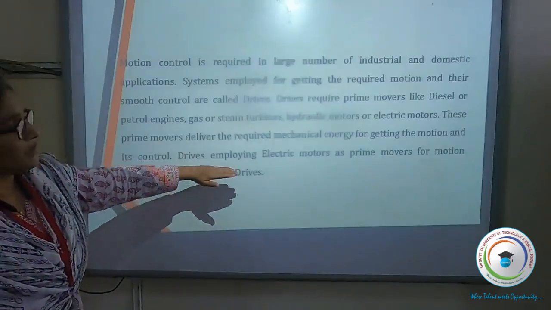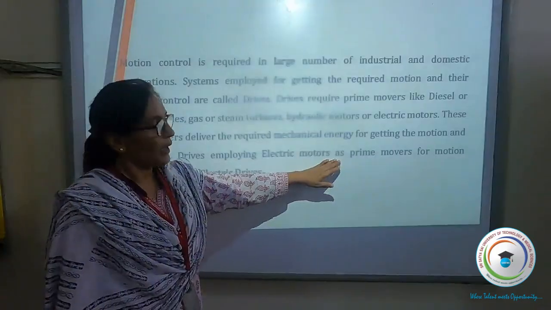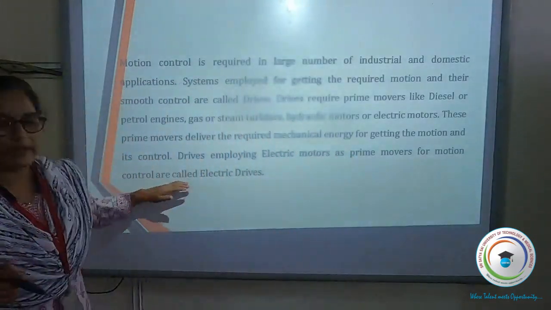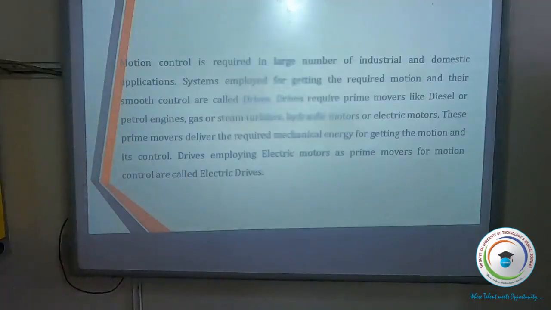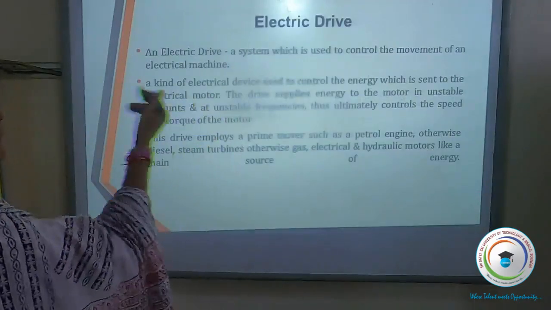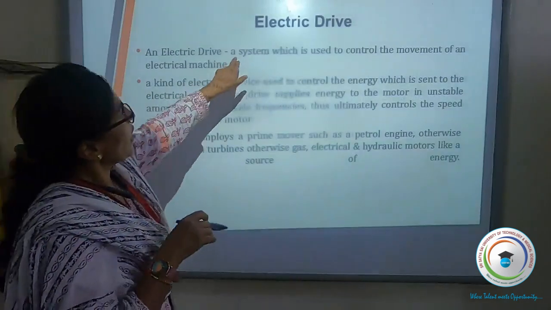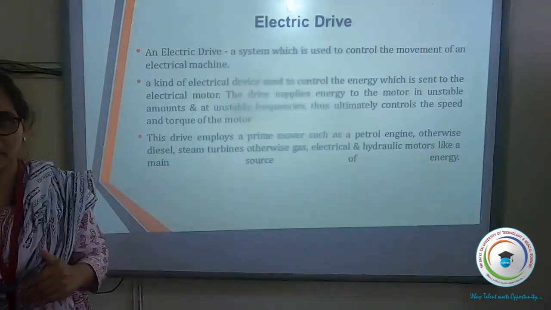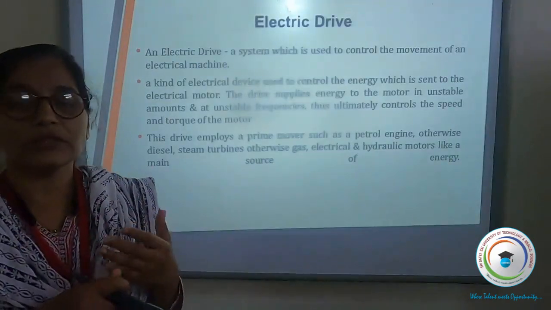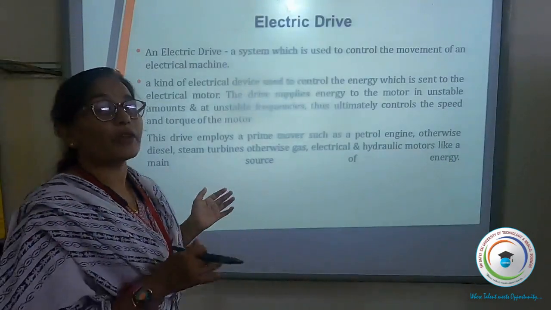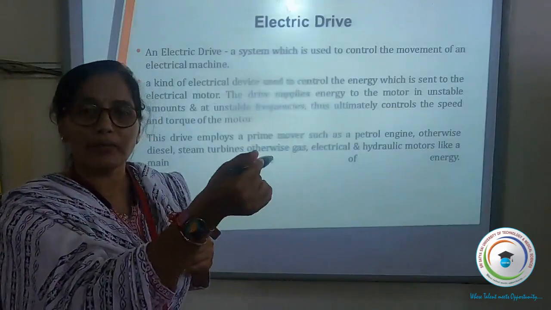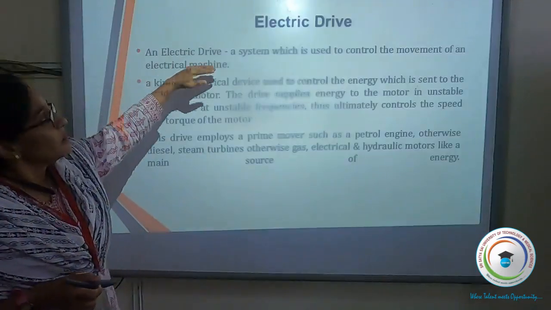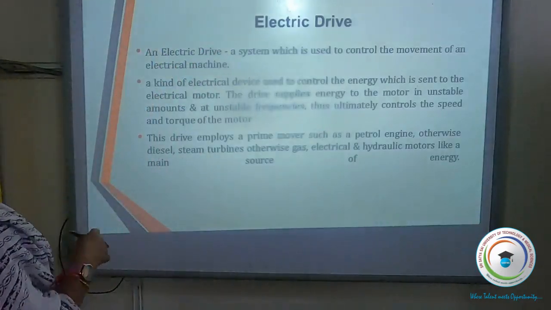The system which employs an electrical motor as its main prime mover for motion control is called an electrical drive system. Another definition of an electrical drive system: a system which is used to control the movement of an electrical machine, whether we have to speed up the movement or slow it down. That system is called an electrical drive system.